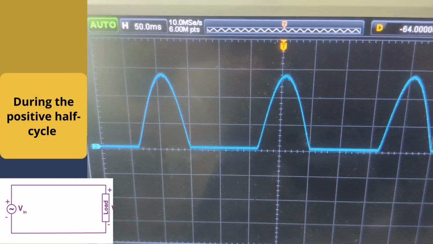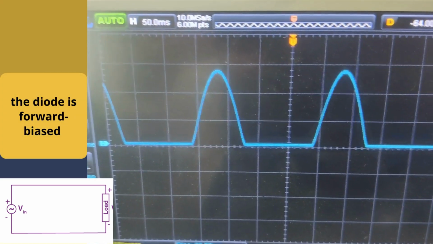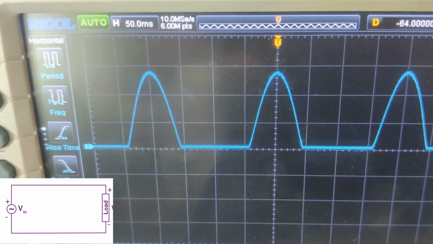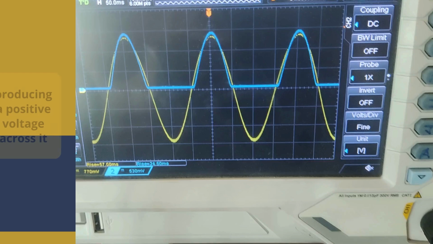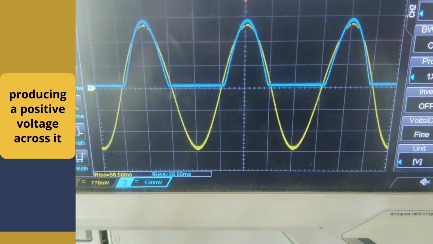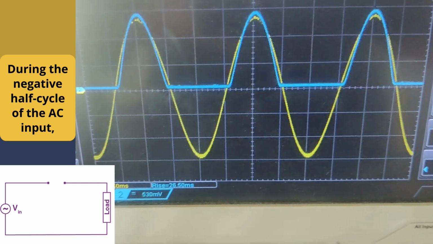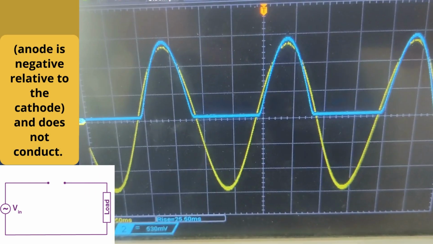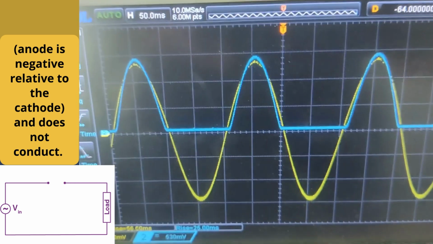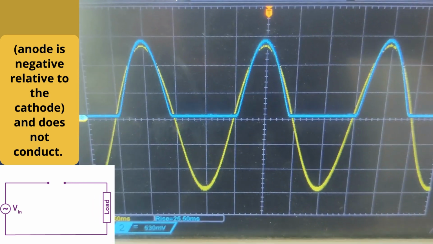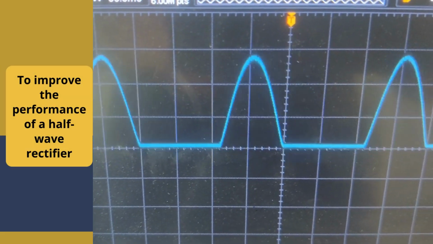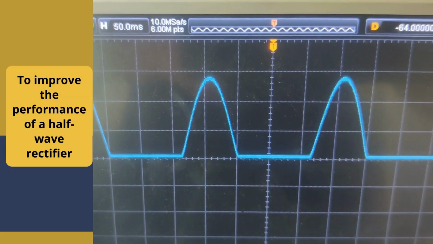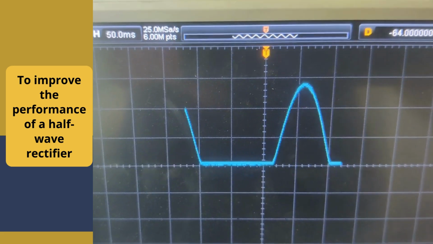During the positive half cycle, the diode is forward biased, the anode is positive relative to the cathode, and it conducts current. The current starts flowing across the load resistor, producing a positive voltage across it. You can see the positive voltage. During the negative half of the AC input, the diode is reverse biased. The anode is negative relative to the cathode, and it does not conduct. So no current will flow through the load resistor. In the output waveform, you can see the voltage across the load resistor is a series of positive half cycles of the AC input. And at the negative half cycle, you see there is no voltage.